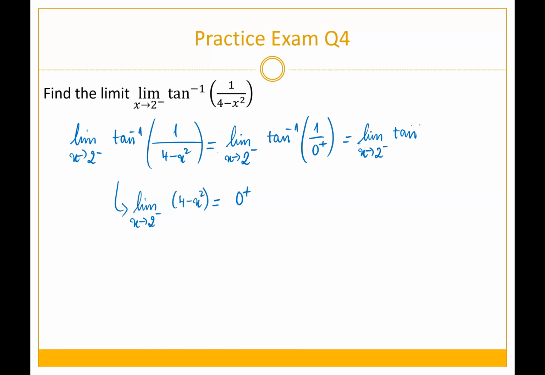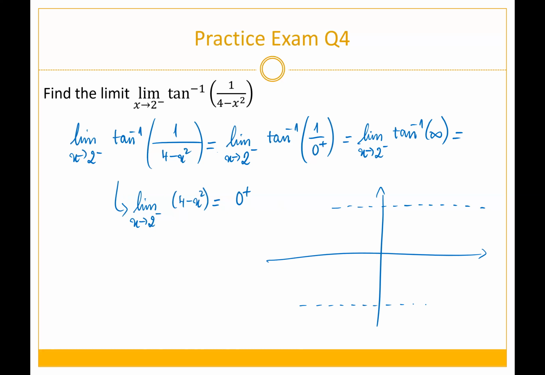Inverse tangent of infinity. Now, for inverse tangent, if you remember the graph, and I always use a graph, that's the only thing that I actually remember. So it's like pi over 2, negative pi over 2. This is the graph of inverse tangent. So as x approaches infinity, as the value inside approaches infinity, it's going to approach pi over 2. So in this case, our answer is going to be pi over 2.